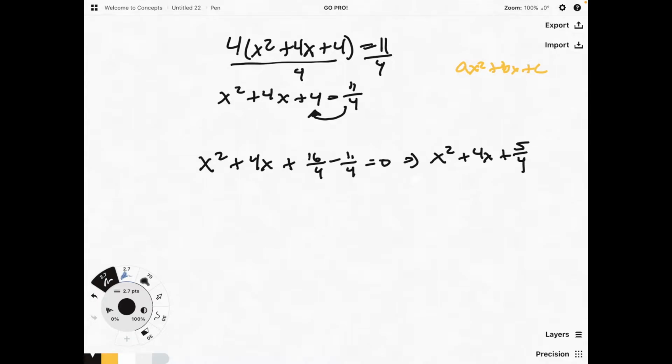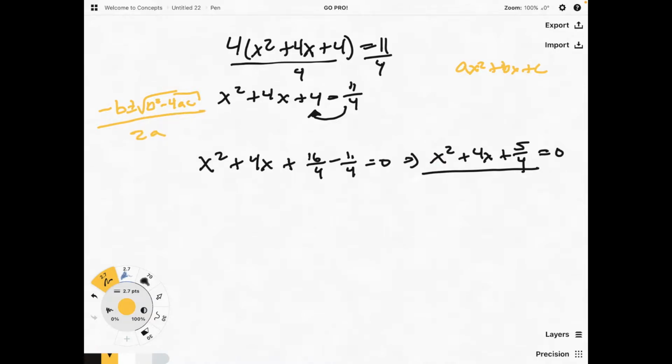Okay, now what we need to do is look at solving this equation, which is set equal to 0, for x. And we do that by using the quadratic formula, which again is the opposite of b plus or minus the square root of b squared minus 4ac, and that all divided by 2a.